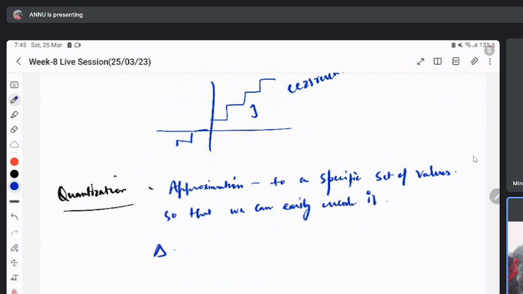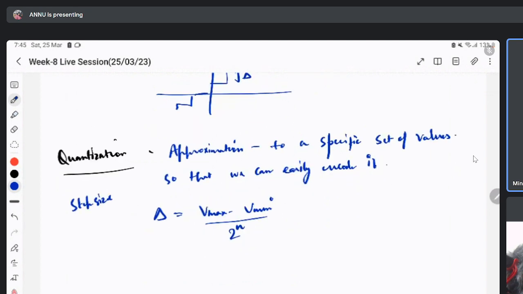And the delta step size is V max minus V min divided by 2 power n, I think. What is n? Bits. Number of bits. What is the formula for delta step size? This one.